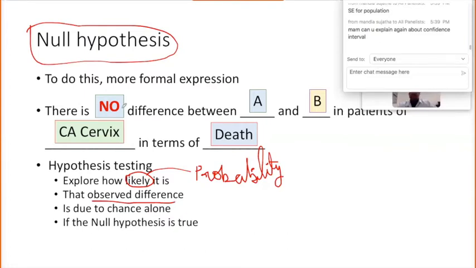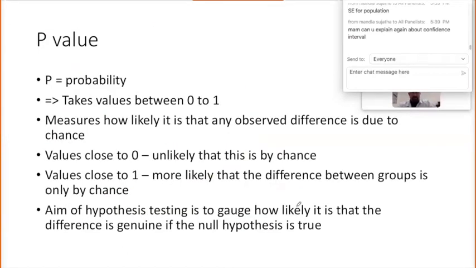That means if the null hypothesis was true, that there was no difference, then we want to see what difference we have observed when actually there was no difference. How likely is it possible that it is all because of chance. And these four points are translated into what we call p-values. So p is a probability. It can take values between 0 and 1 only. It measures how likely it is that any observed difference is due to chance.